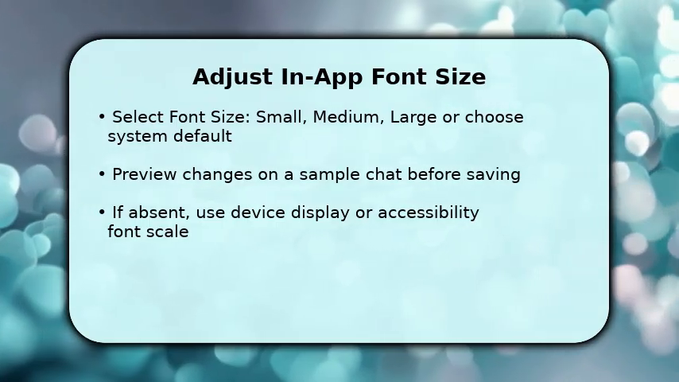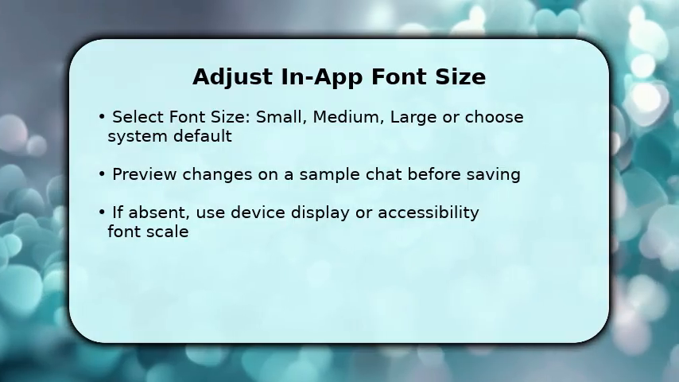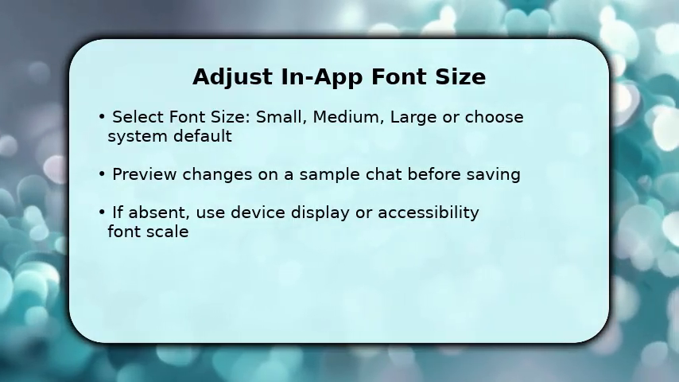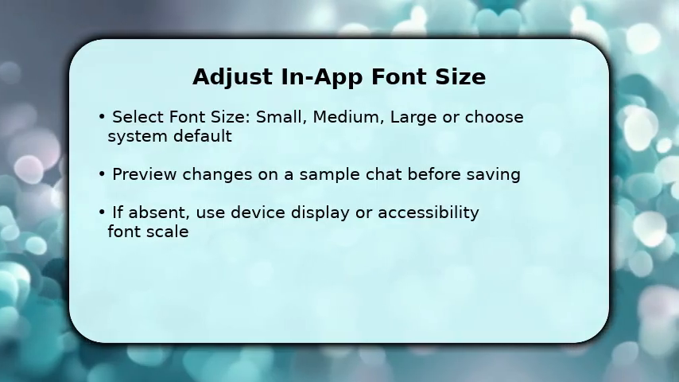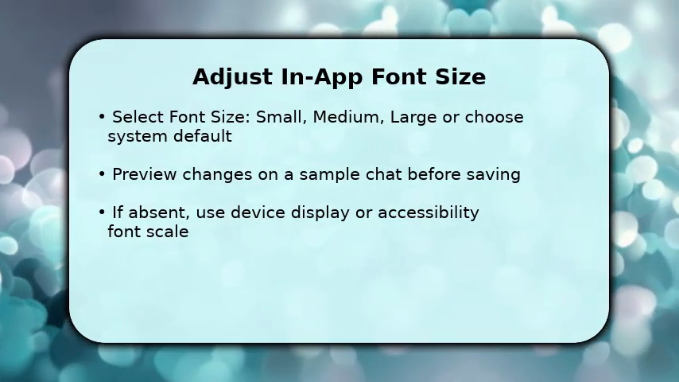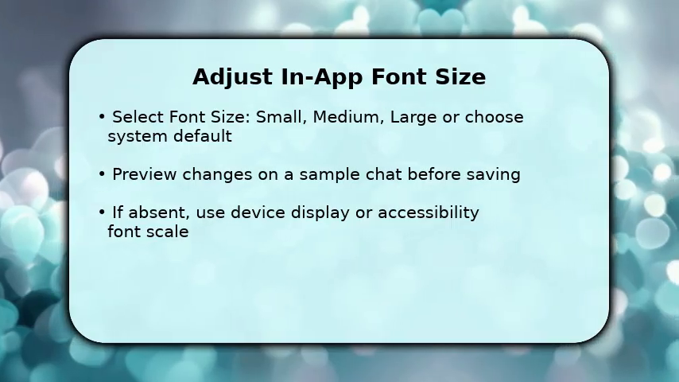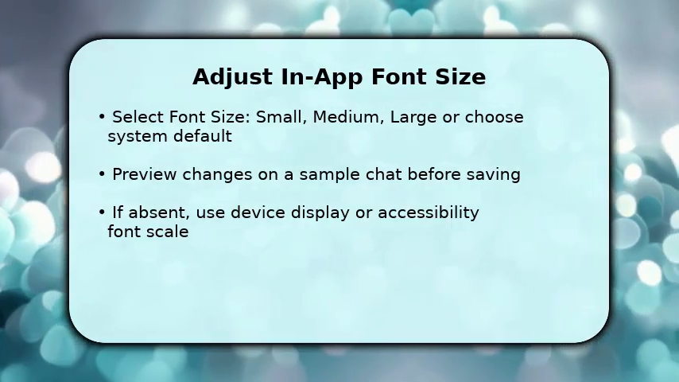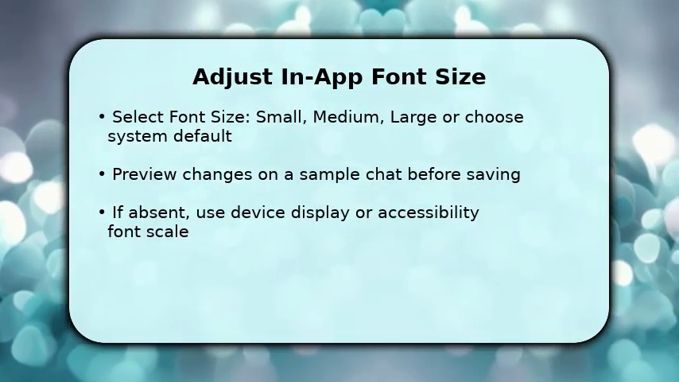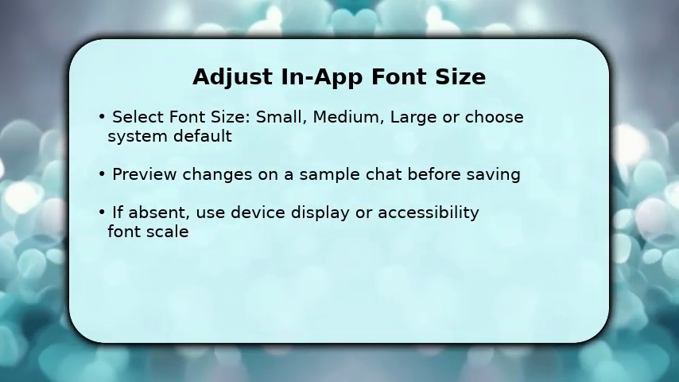If the app uses a system default, go to your phone's display or accessibility menu, choose font size or text scaling, and reduce it there, then return to WhatsApp. Make sure to test in a real chat to confirm readability. Small changes can affect line breaks and emoji alignment.